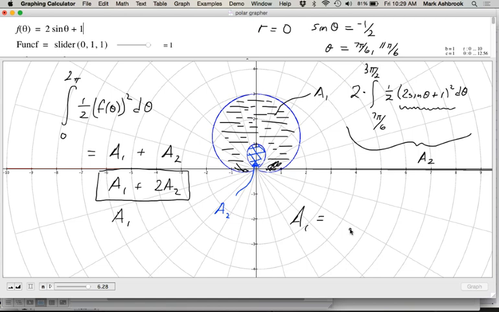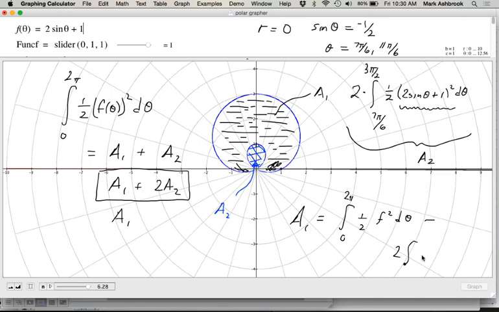Somebody new. I know Griffin and Jacob know. Quick, so we can get out of here. Yeah. You take the integral from 0 to 2 pi of 1/2 r squared d theta. Minus 2 times the integral from 7 pi over 6 to 11 pi over 6. Yeah, so you're going to have to subtract out 2 loops, right? You're going to have to subtract out 2 loops.